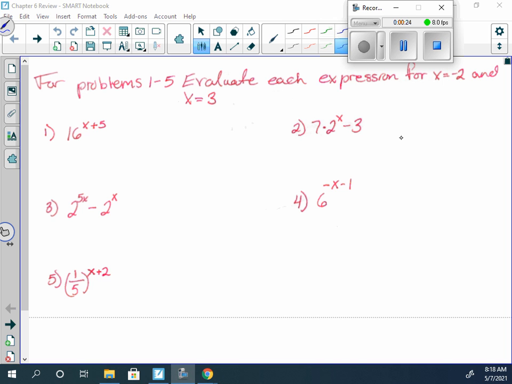Now, when we look at problems 1 through 5, really when we evaluate these functions for the given values of x, we're just plugging them in. So we could look at number 1. So 16 to the negative 2 plus 5.